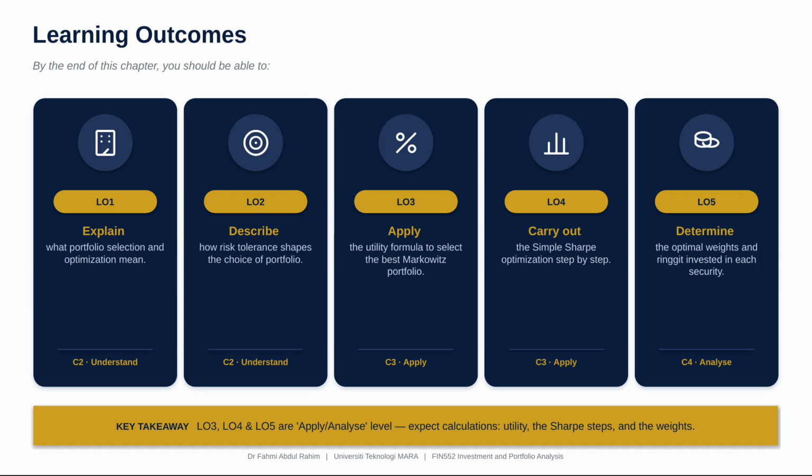Notice the exam tip. The last three outcomes are all calculation based. So this is a numbers heavy chapter. The utility calculation, the Sharpe steps, and the final weights. I will walk you through every one. Let me show you the roadmap.